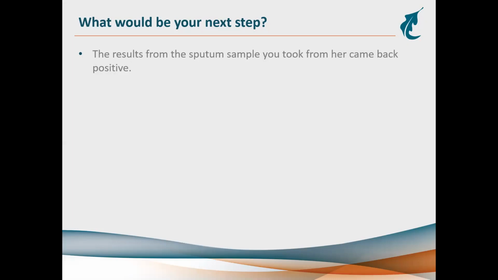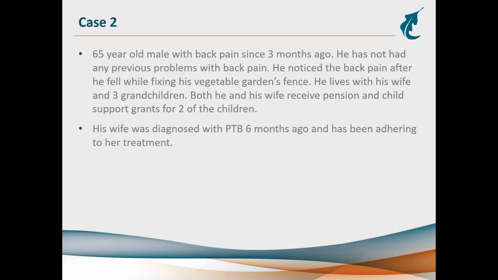Very correct. And again, just to show the other possibility that the primary care clinician can encounter in practice, we have case 2, a 6-year-old male with back pain since 3 months ago. He's not had any previous problems with his back. He noticed the back pain after he fell while fixing his veg garden fence. He lives with his wife and 2 grandchildren. Both he and his wife receive pension and child support for the 2 children. His wife was diagnosed with PTB 6 months ago and has been adhering to the standard treatment.